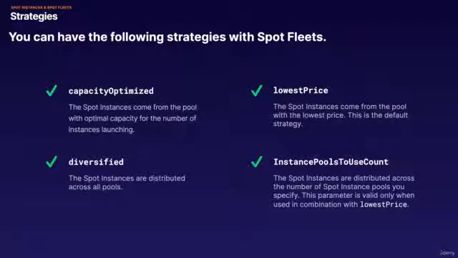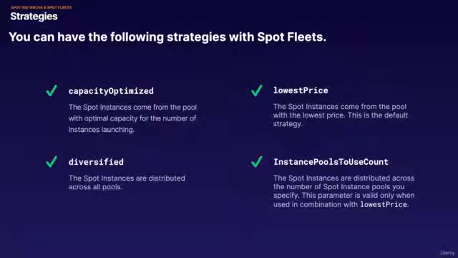So you can have capacity optimized. This is where the spot instances come from the pool with optimal capacity for the number of instances launching. So you're basically guaranteeing that you have a certain amount of capacity. You could have a strategy that's lowest price, and this is where the spot instances come from the pool with the lowest price, and that's the default strategy. You can have diversified, and this is where you're going to basically have your spot instances distributed across all your different pools that you define.